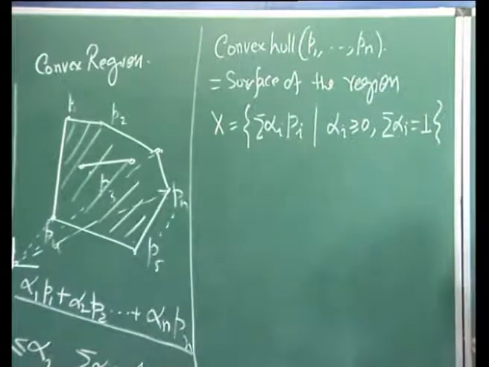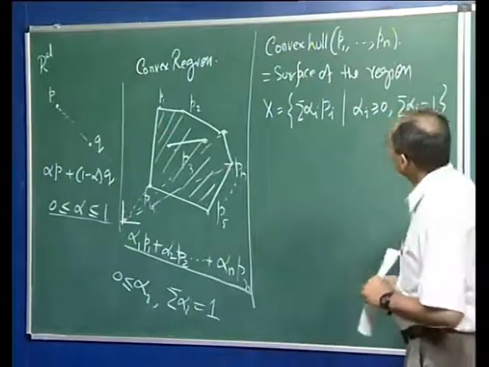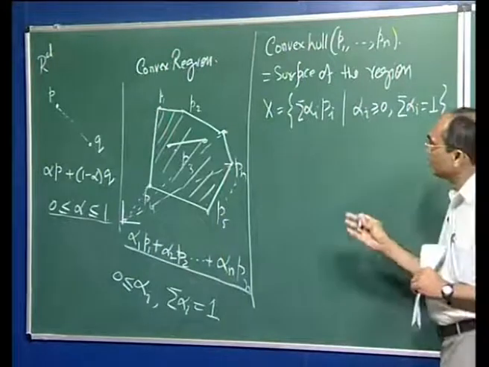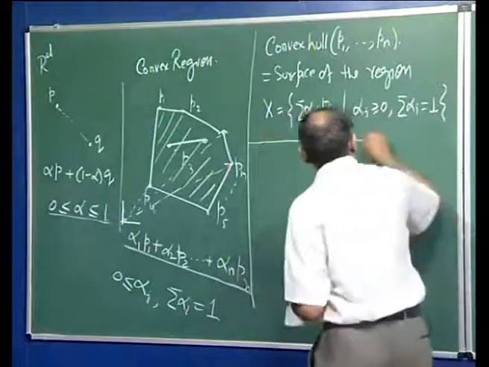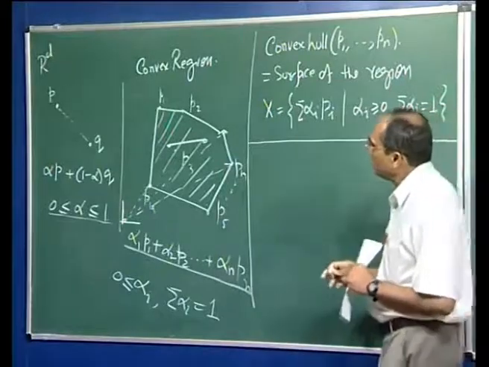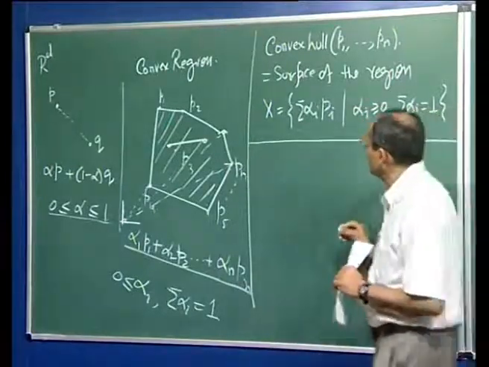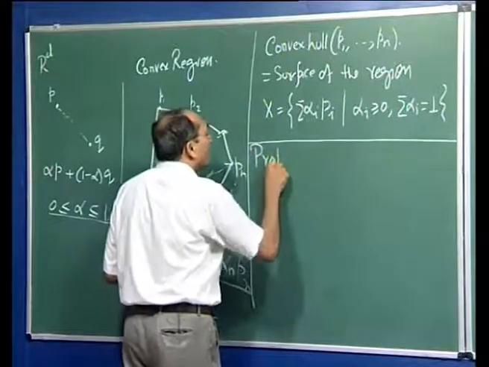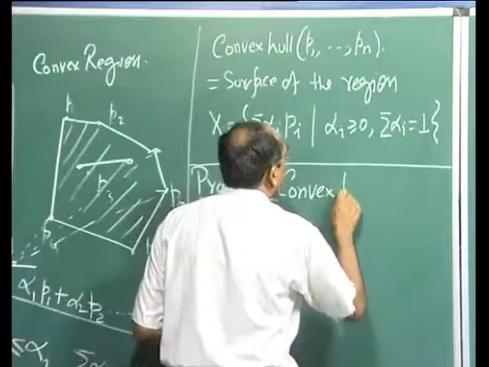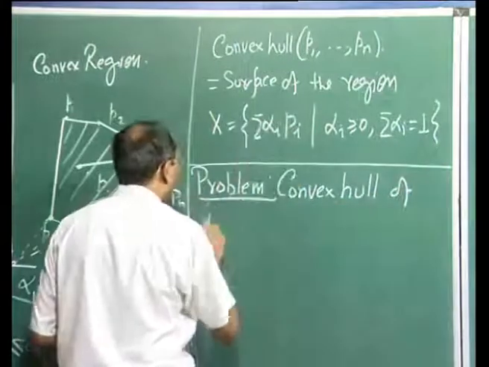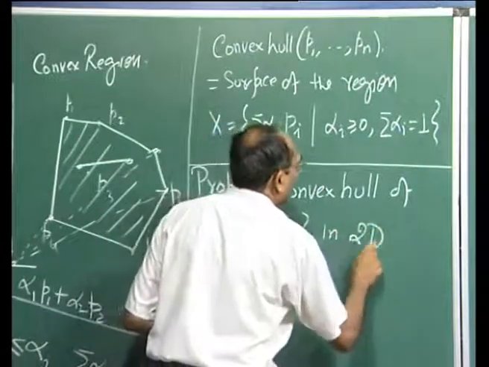Now, in many applications, one would like to compute the hull of a set of points. Today, we are going to discuss efficient algorithms to compute the hull in 2-dimensional space. It is indeed much more difficult in higher dimensions, but in the 2-dimensional case there are several very efficient algorithms. So, our problem is the convex hull of a set of points P in 2-dimensional space.